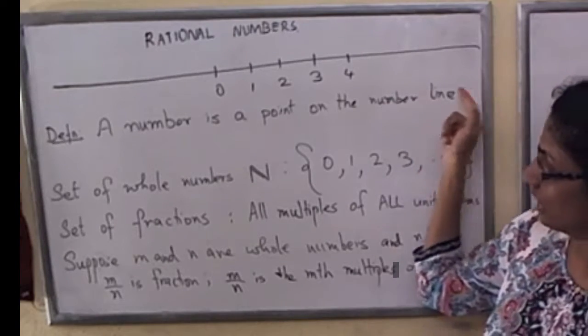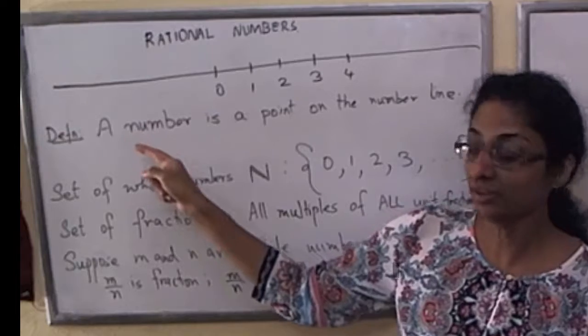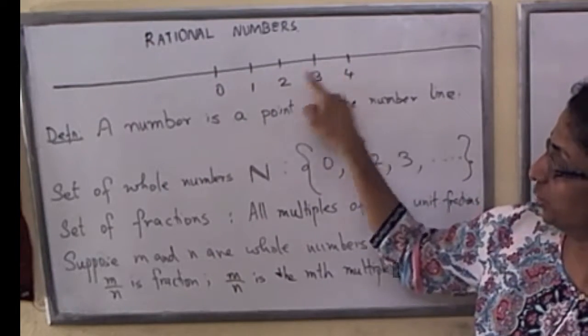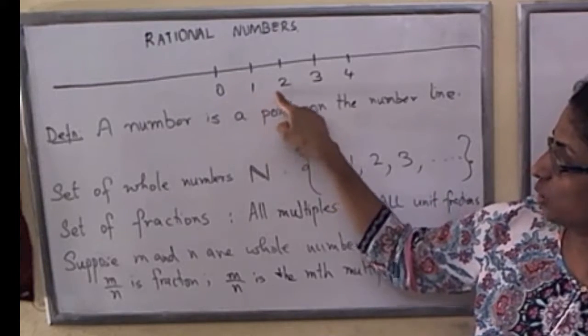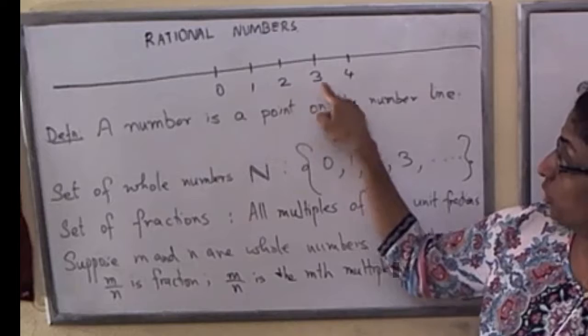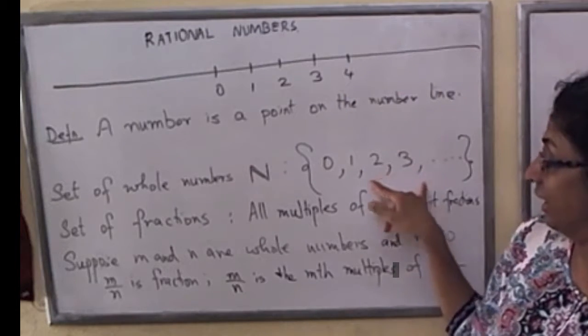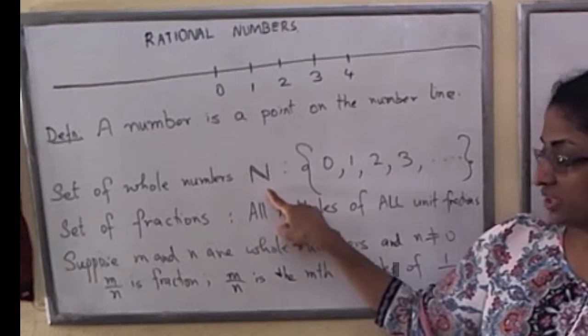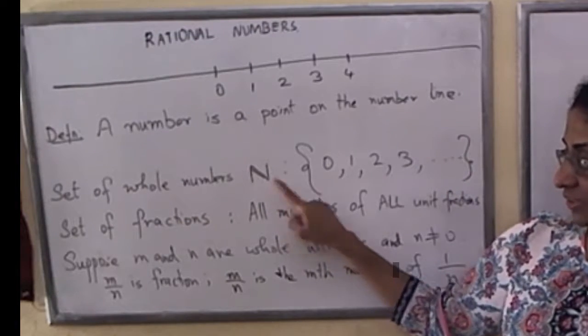Notice that when I introduced you to the number line, these were the points whose labels we knew, and these points' labels are 0, 1, 2, 3, 4. And those numbers 0, 1, 2, 3, 4 and so on, that collection has a name. It's called the set of whole numbers, usually denoted by the letter capital N.